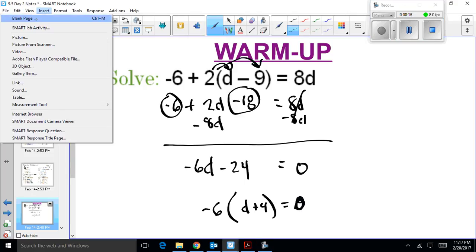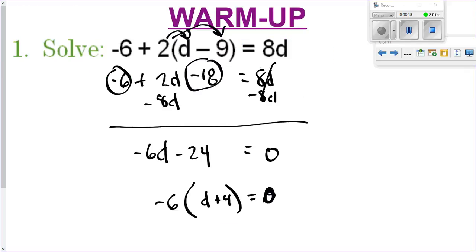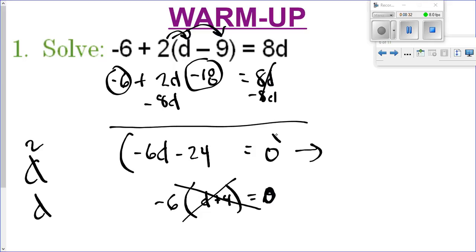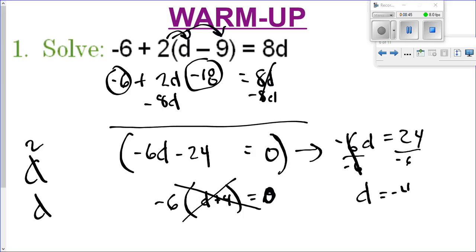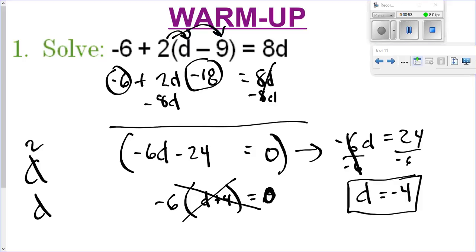So I'll go back to the full screen here. I don't need to go this far. I don't have a squared variable and a variable to the first power, so I can take this equation right here and turn it into -6d is equal to 24. I can just divide by a -6 on both sides, and I find out that d is equal to -4. So I can actually solve and find the variable. I don't have to factor it out and find the zeros.